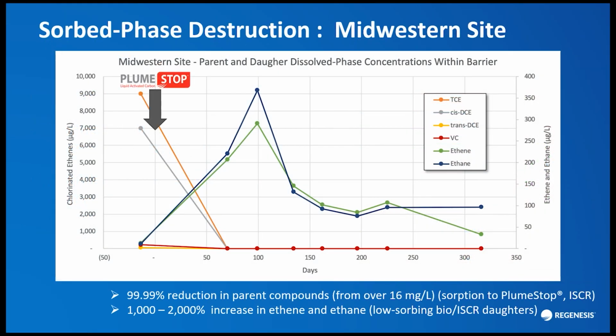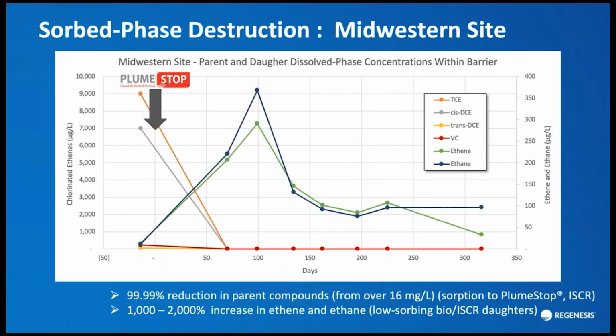Here are some of the actual data from the site. And what we can see is a rapid reduction in dissolved VOC and the appearance of ethane and ethene, which are plotted on the secondary axis. That's the green and the blue lines. And this is consistent with the sorption that we got and the bio and ISCA reductions. But how much reduction did we actually get? We can see some is going on, but the concentrations are far, far from stoichiometric. So what is actually happening by way of reduction?